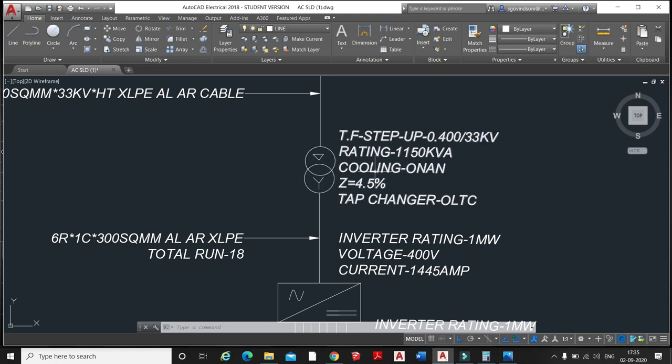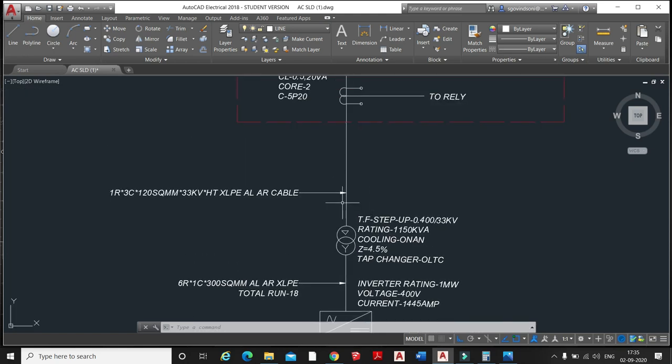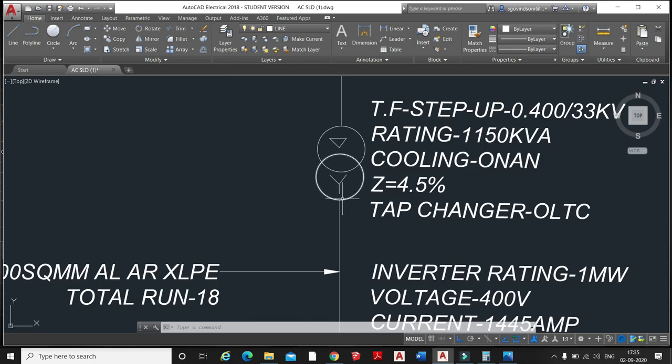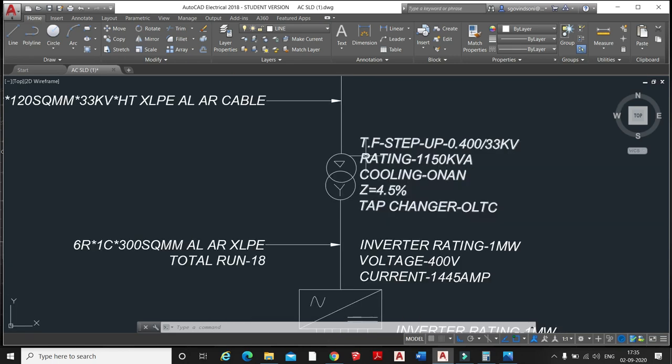This is your cooling of the transformer, which is ONAN, oil natural, air natural. We can also choose ONAF, oil natural, air forced. This is the percentage impedance of your transformer, 4.5%, and this is your tap changer, an off load tap changer, which we prefer in the transformer. And this is your HT side. The transformer will convert 400 volt to 33 kV.